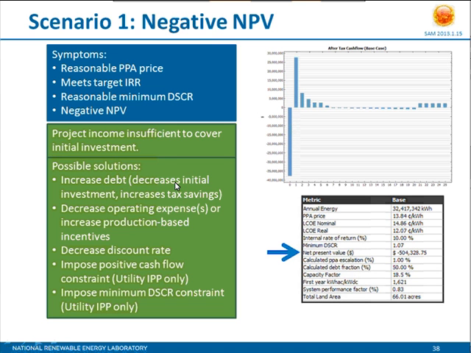So here are some possible solutions. You can increase debt, as I showed you earlier. That both decreases this initial investment and gives you that interest deduction benefit in the out years. You can try decreasing the operating expense, the O&M expense. Those are the O&M costs on the system cost page. You can try decreasing the discount rate, so you can change your assumption about what your alternative investment is. Or you can impose these constraints for the utility IPP model.